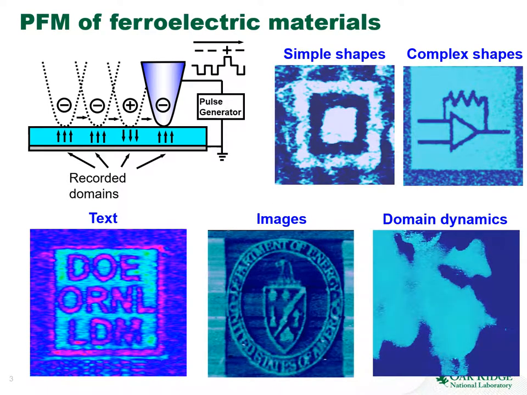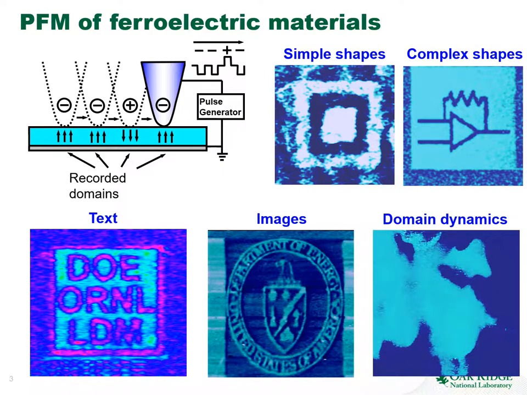Of course, you can write a more complex shape. So this is the example of a nanoscale amplifier blueprint. And obviously the background is chosen to be blue because it's a blueprint. This is an example of a more complex pattern, when we use the PFM to write Department of Energy or ORNL, or even write the logo of the Department of Energy on the ferroelectric material using a custom design lithography system.